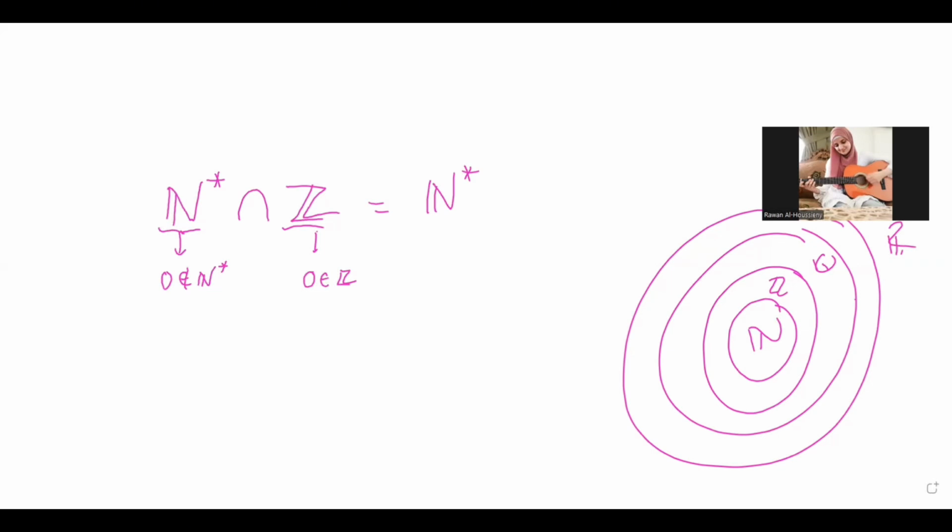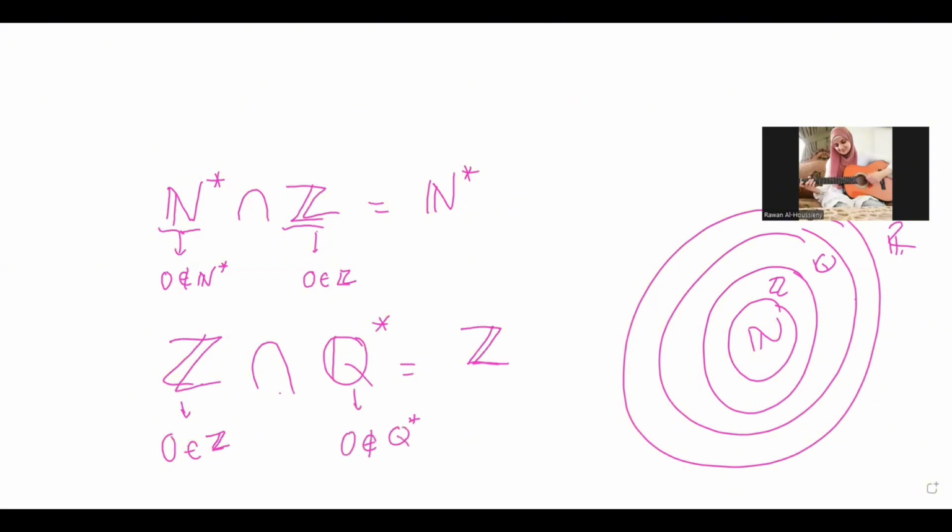Let us take another example. If we have Z intersecting Q star. Z intersecting Q, so Z is a smaller set than Q, so we take Z. However, here 0 belongs to Z. It's found in Z. However, 0 does not belong to Q star. So 0 is not a common element between Z and Q star. That's why we have to cancel the 0 and we put a star. So it's equal to Z star.